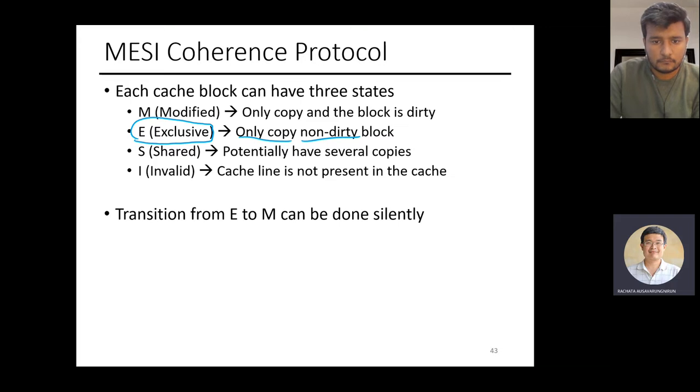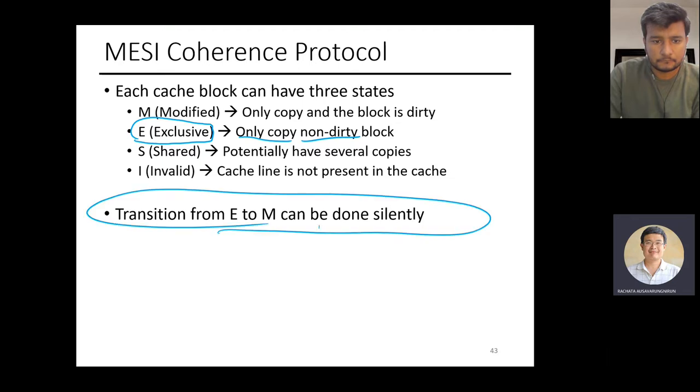If I write to this block, I don't have to inform everyone. This is a common pattern. If I can do this transition from E to M, and E to M is common, I don't have to use the snoopy bus to inform everyone else. So this can significantly reduce the communication.